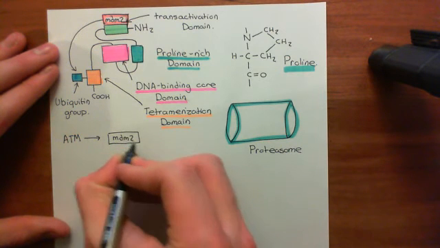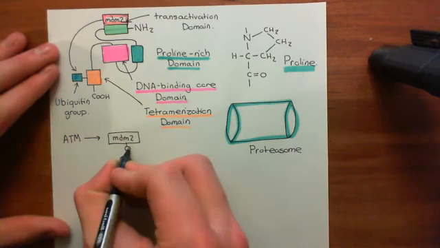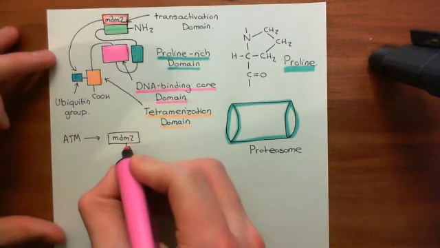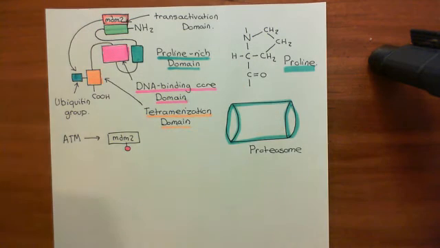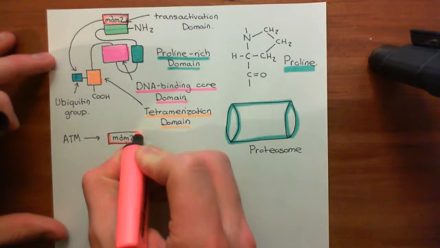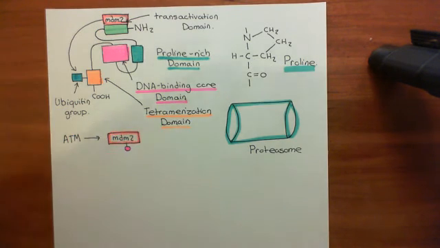And if you add a phosphate group onto the MDM2 protein, it can no longer bind to p53. Okay, so if MDM2 can't bind to p53 anymore, then it can't do this horrible thing that we've just watched happen to p53. Okay, so p53 will survive, basically.